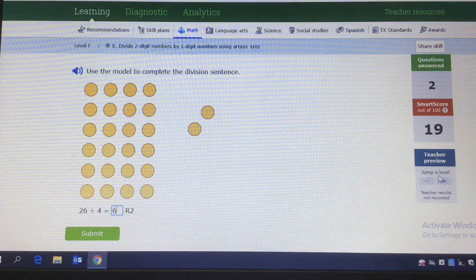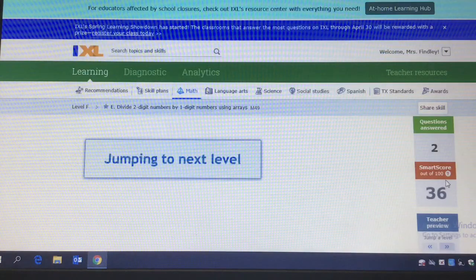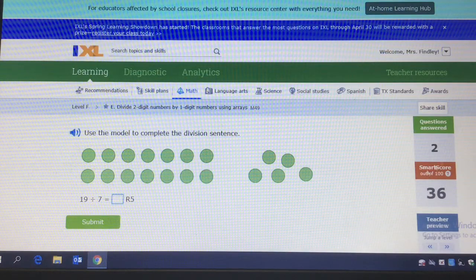All right, we're going to go ahead and jump up a level and see what the problems look like. As you're trying to get your SMART score to 80, you're going to be jumping through these different levels and working your way up to the top. Okay, this time we have 19 divided by 7. So that would be 19 of something, kitty cats, whatever. And you're putting them into 7 groups.